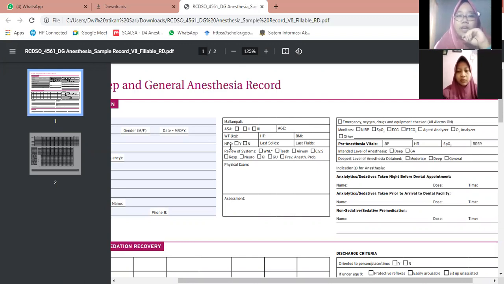Next is NPO. NPO, as we know, is fasting, or Indonesian people will say it puasa. If the patient is doing NPO, you can cross here as yes, and if the patient didn't do NPO, you can check the N box. Last solid is the last time when the patient ate, and last water is the last time when the patient drank. And the review of system.